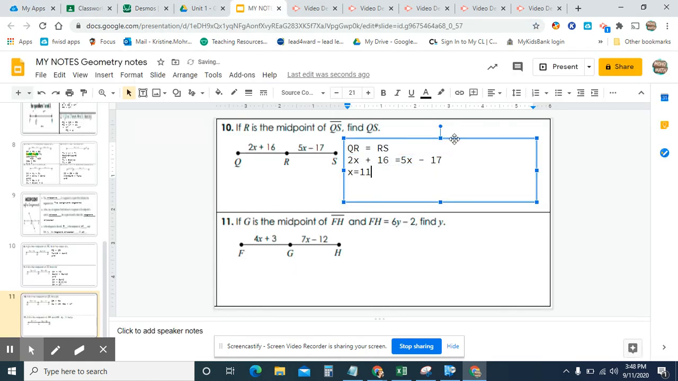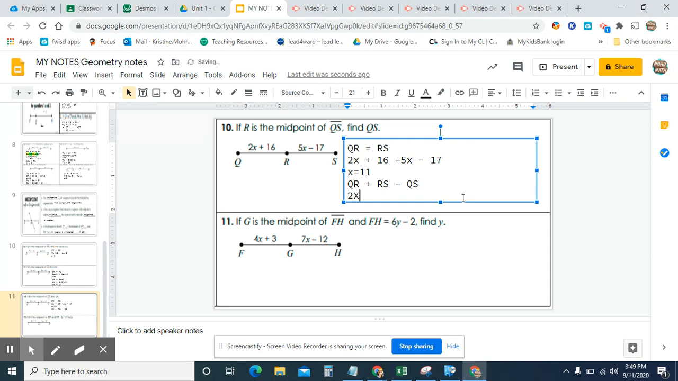So x equals 11, but it asked me to find QS. So be careful here. QS, that's the whole line. So that means we need to plug into both of these and add them together. Or you can plug into one of them and add that number together twice. Because remember, this line is representative of this one. They're congruent. They're the same amount. So I'm just going to do QR plus RS, because both of those add up to QS, right? From our segment addition that we did yesterday.